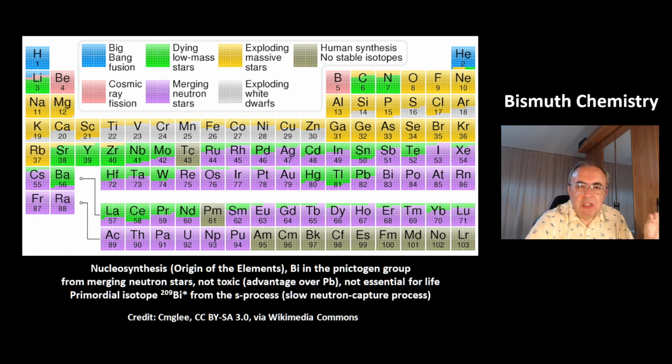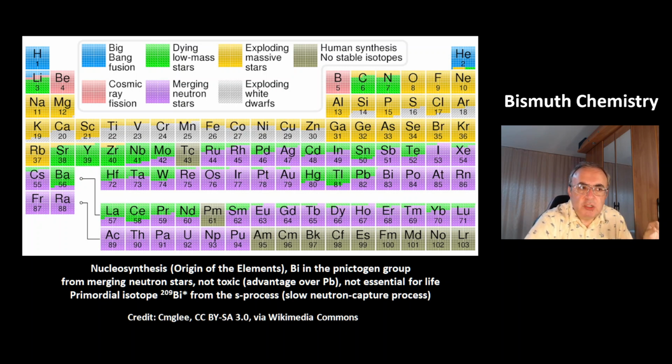This is a picture of the nucleosynthesis of the origin of the chemical elements, and bismuth is in the nitrogen group here. And this purple color indicates its origin. It's from merging neutron stars.